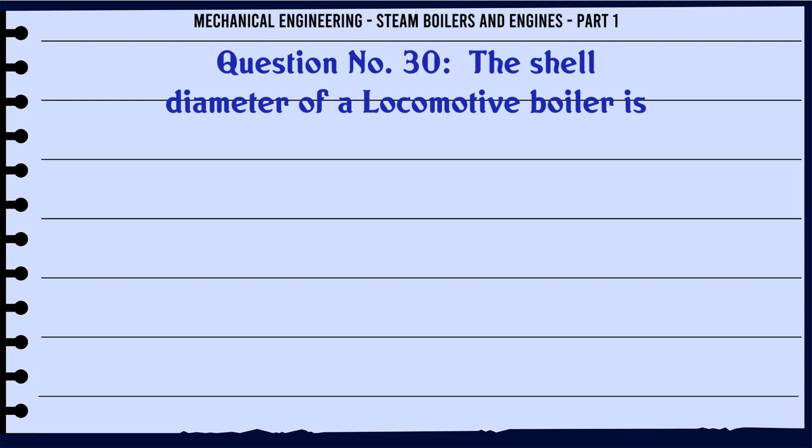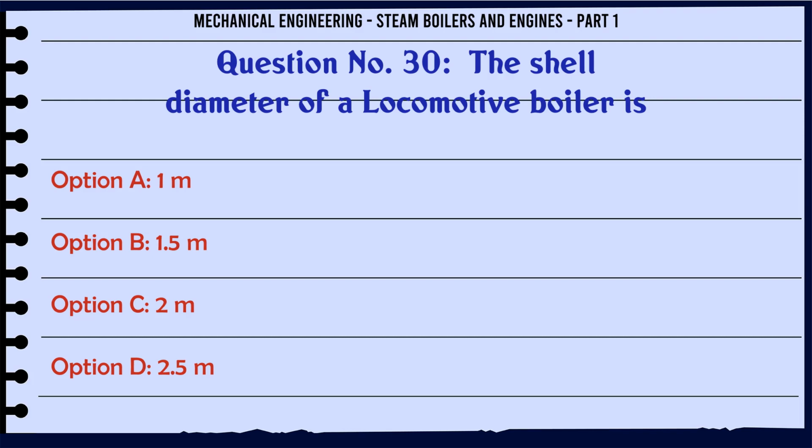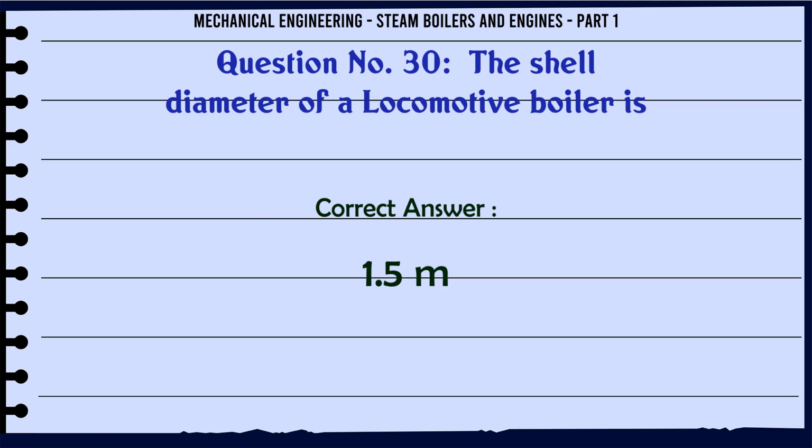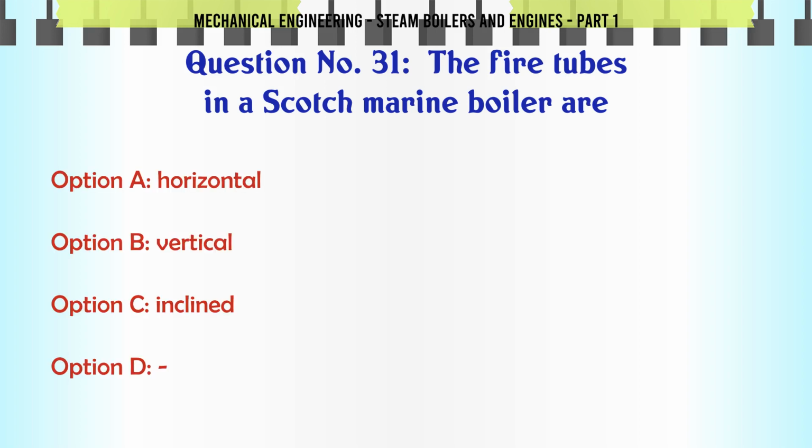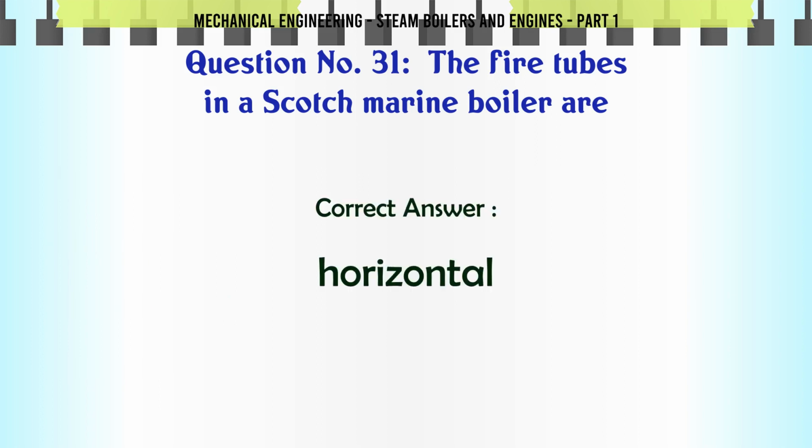The shell diameter of a locomotive boiler is: A. 1 m, B. 1.5 m, C. 2 m, D. 2.5 m. The correct answer is 1.5 m. The fire tubes in a Scotch marine boiler are: A. horizontal, B. vertical, C. inclined. The correct answer is horizontal.